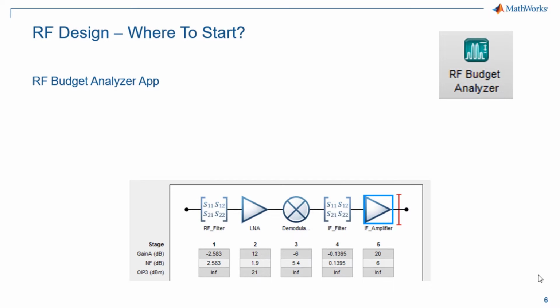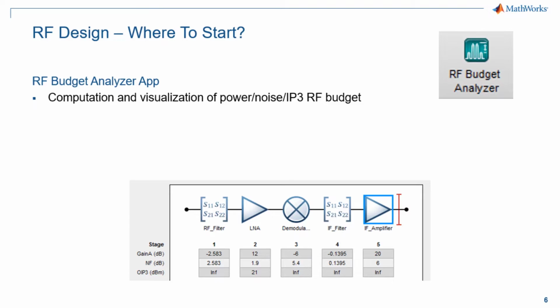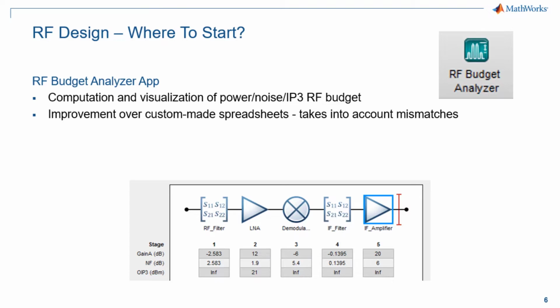So, how do we get started with RF design? And how do we determine simultaneously the architecture of the RF receiver and the component parameters? An excellent starting point is to use the RF Budget Analyzer app. With this app, you can compute cascaded noise figures and power levels, while accounting for component nonlinearity and impedance mismatches. This is not something that is easily done when using spreadsheets and idealized formulas for link analysis.